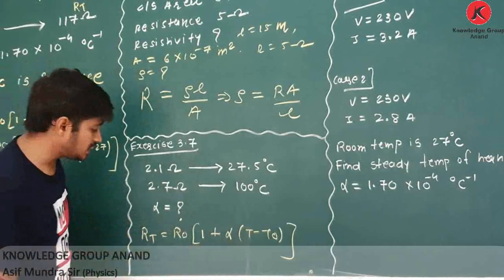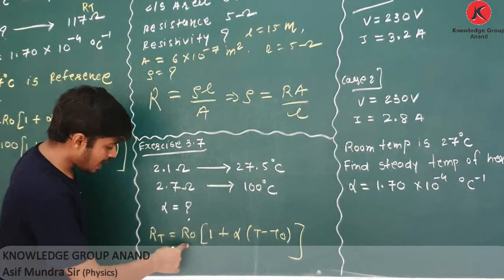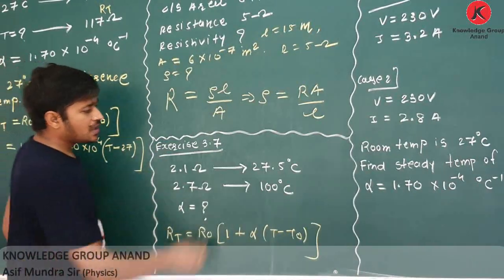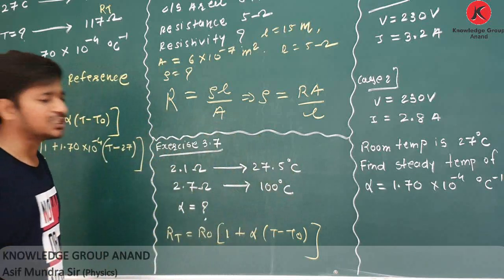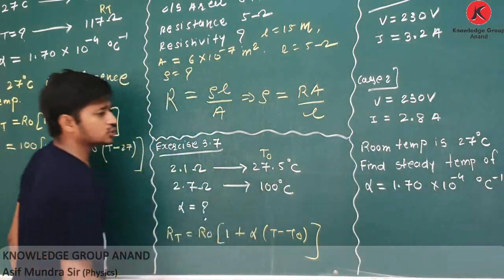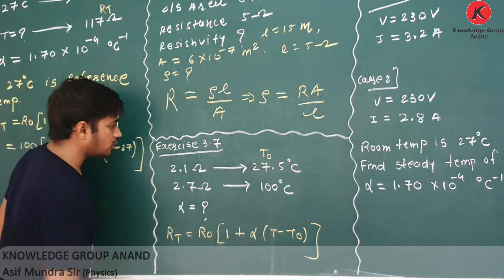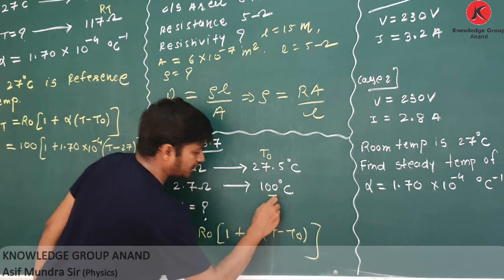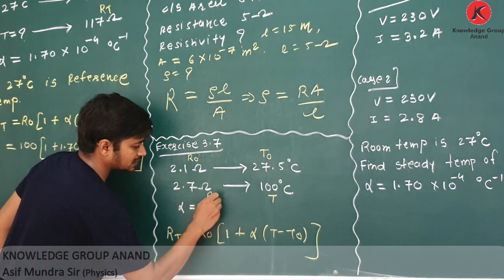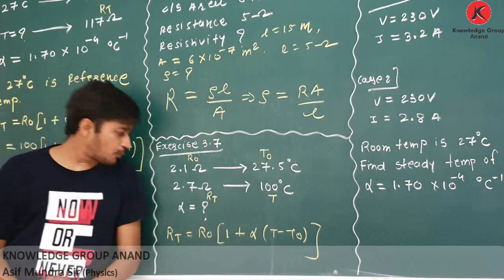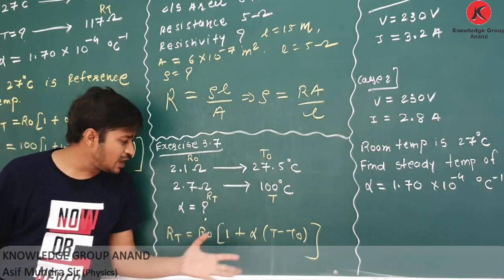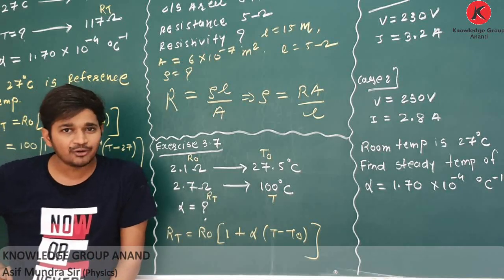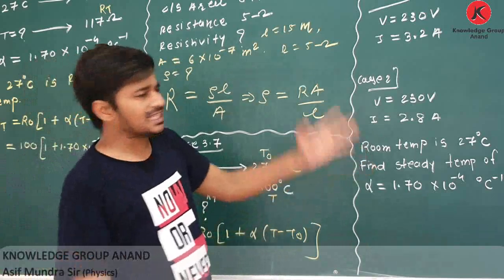So what about another four things? RT, R0, T and T0. Yes, you can easily identify. Assume this 27.5 degrees Celsius, that is room temperature at reference temperature. So it is T0. Then it is R0. Clear about this? If it is temperature T, then it is resistance RT. Clear about this? Now put value in this equation and find what is value of alpha. What is value of alpha? Clear about this? Now next question.